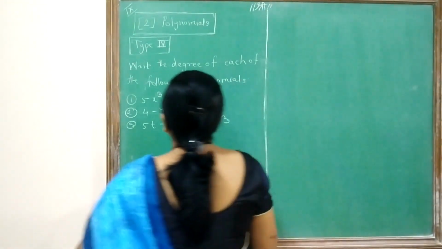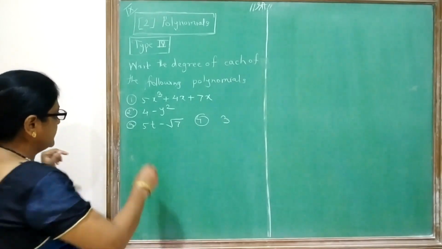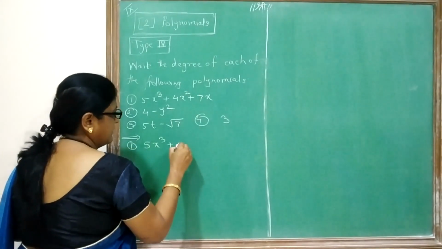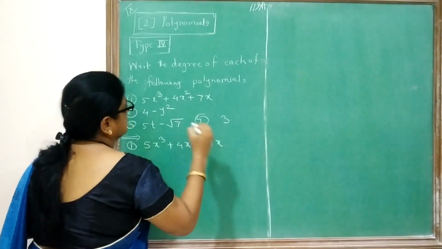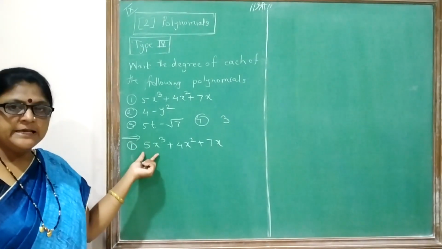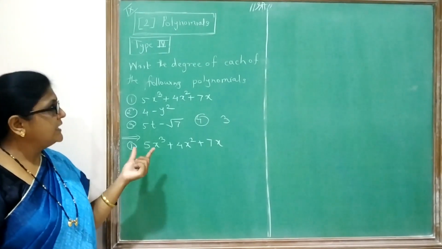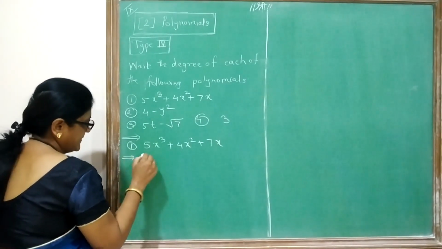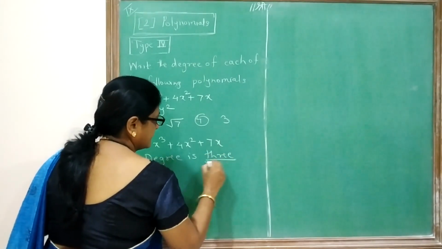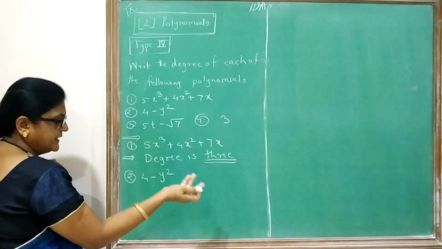Then, what is your fourth type? Write the degree of the following polynomials. Your first example is 5x cube plus 4x square plus 7x. Here degree is 3, because in this example the highest degree is 3. Then its degree is 3. Second, 4 minus y square. Here degree is 2.